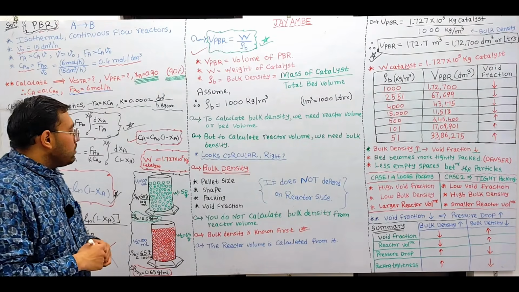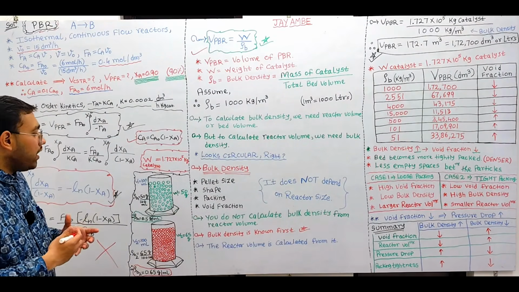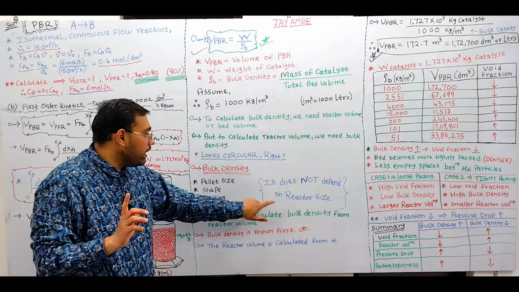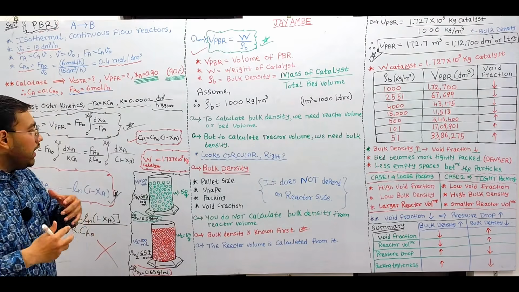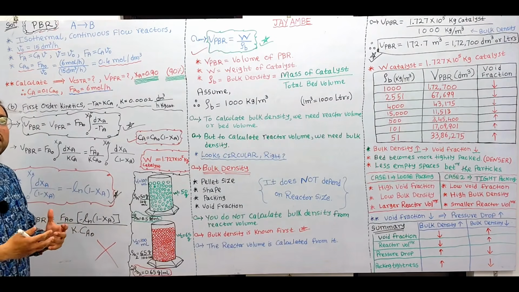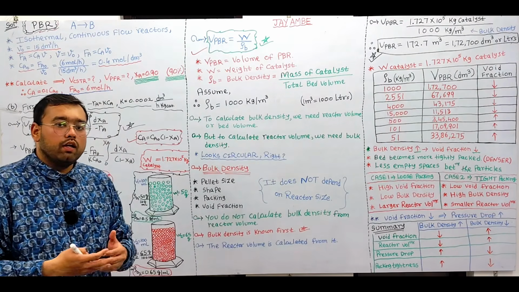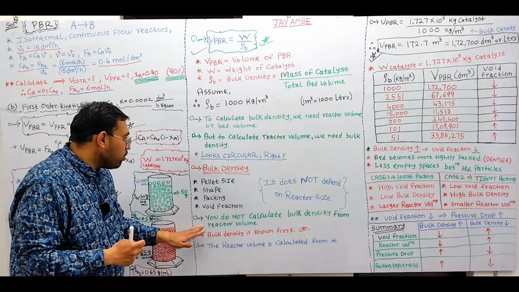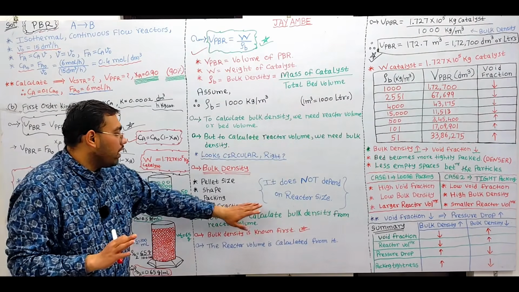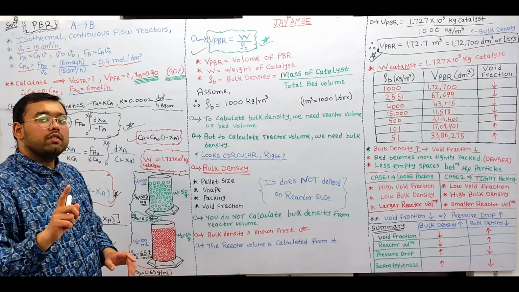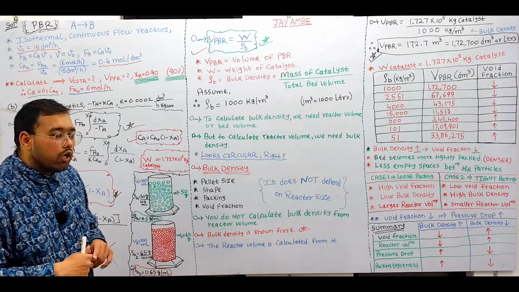In order to calculate the bulk density, we do not require the reactor size. We require the detailed specification of the packing materials, what type of packing materials we are using. So we do not calculate bulk density from the reactor volume. Remember this.